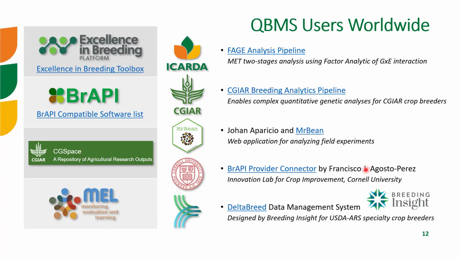Another example is what we are working on currently, which is the CGIAR breeding analytics pipeline. And that kind of analysis pipeline, again, needs to import the data first before implementing any kind of modules to analyze the data. And we implement QBMS as an entry point to import the data. My friend Johan from CIAT, also the developer of Mr.